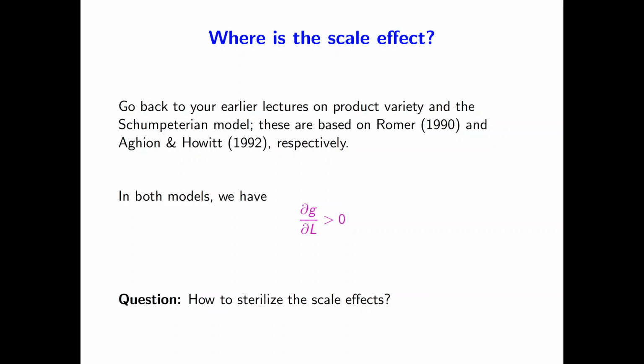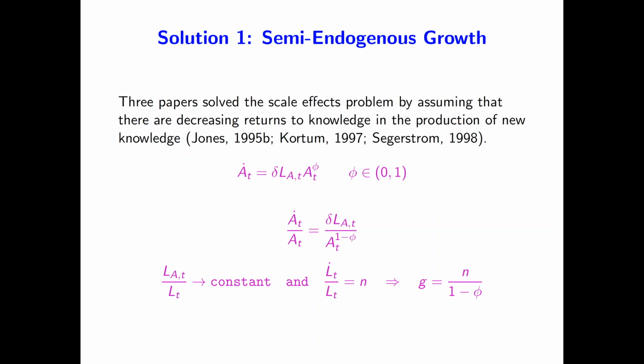So the obvious question is, of course, how to sterilize the scale effects, because growth theory is more or less a realist scientific project, and growth theorists always look at the data at all times, and of course they want to understand what is the real reason that makes these models prone to this problem. So the question is how to sterilize such scale effects in the Schumpeterian growth models.